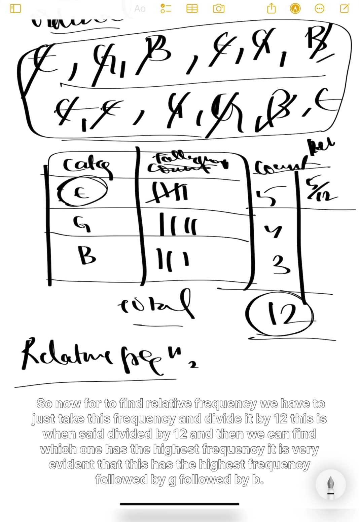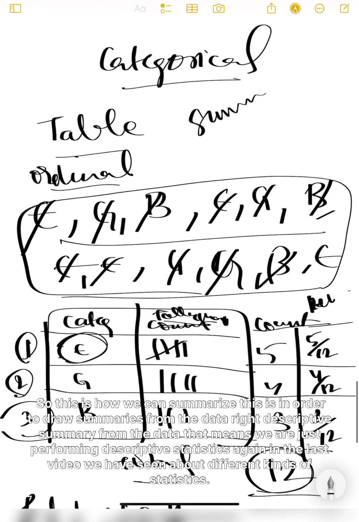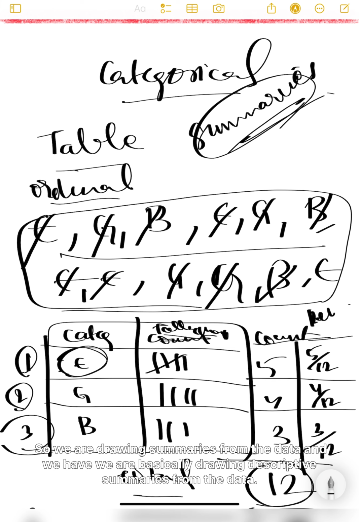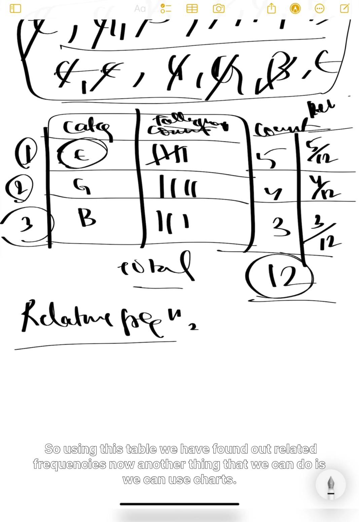Now to find relative frequency, we just take each frequency and divide it by 12, and then we can find which one has the highest frequency. It is very evident that E has the highest frequency, followed by G, followed by B. So this is how we can summarize, in order to draw descriptive summaries from the data. That means we are just performing descriptive statistics. Again, in the last video, we saw the different kinds of statistics. So we are drawing descriptive summaries from the data, and using this table we have found relative frequencies.